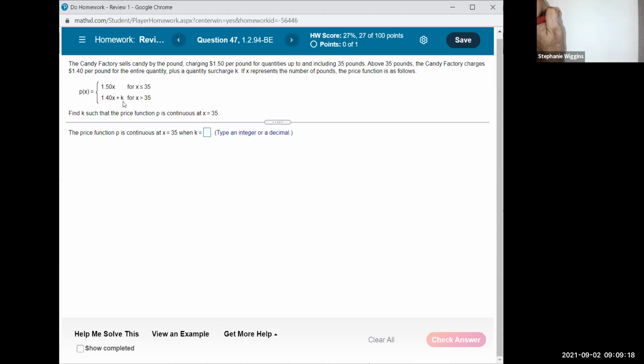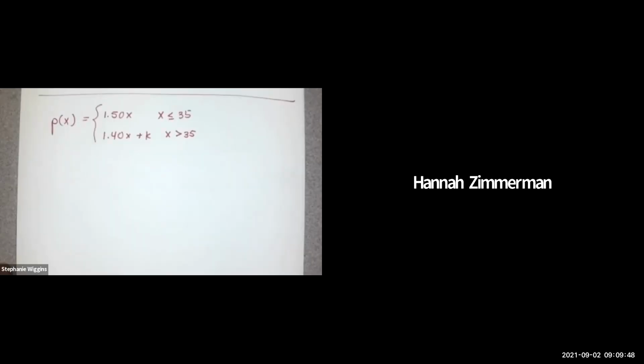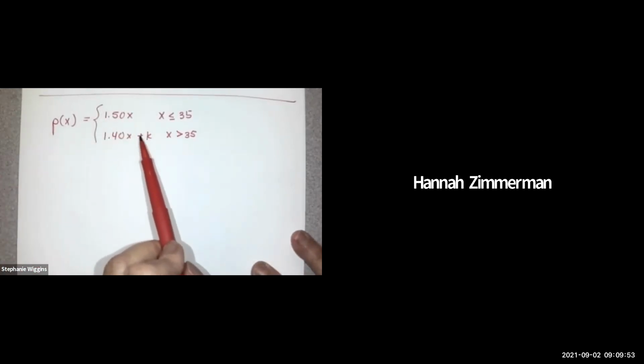So I'm going to copy this down. P of x is equal to 1.50x for x less than or equal to 35, and 1.4x plus k when x is greater than 35. Okay, so there's our problem. I think I copied it correctly. Again, in order for it to be continuous, the two pieces have to match up.